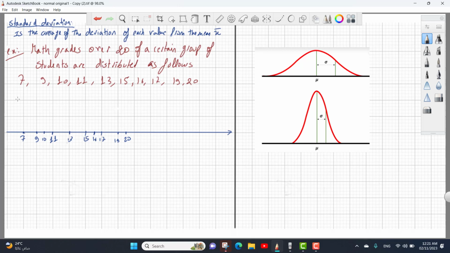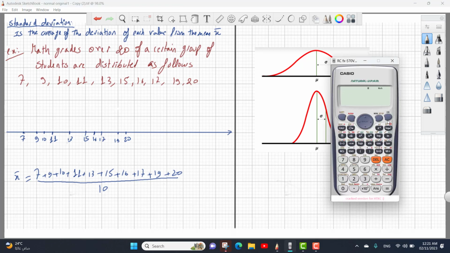The mean, as you all know, is the sum of values divided by their number. It's 7 plus 9 plus 10 plus 11 plus 13 plus 15 plus 16. Here in this case we don't have frequency because it's a statistical series. Over their number, 1, 2, 3, 4, 5, 6, 7, 8, 9, 10, over 10. Or you can calculate the mean on the calculator, mode 3, U1.